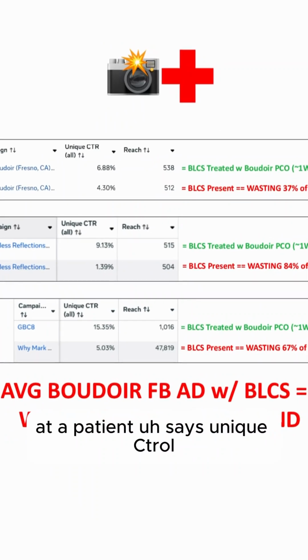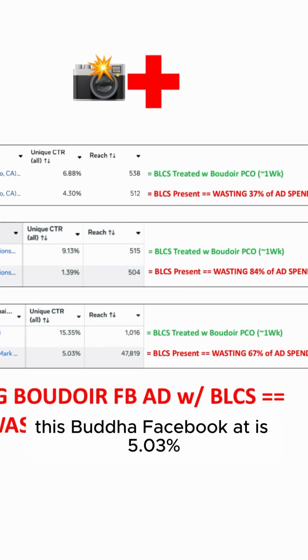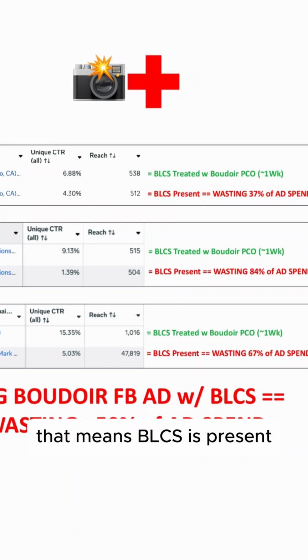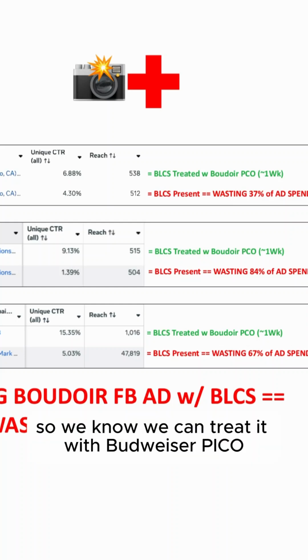Finally, had a patient whose unique CTR on his Boudoir Facebook ad is 5.03%. When unique CTR is under 6%, that means BLCS is present, Boudoir low-click syndrome. So we know we can treat it with Boudoir Pico. It takes about a week.